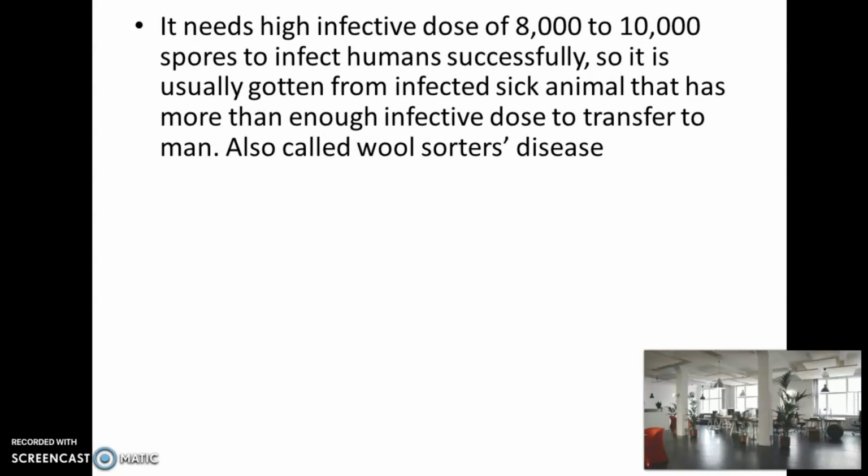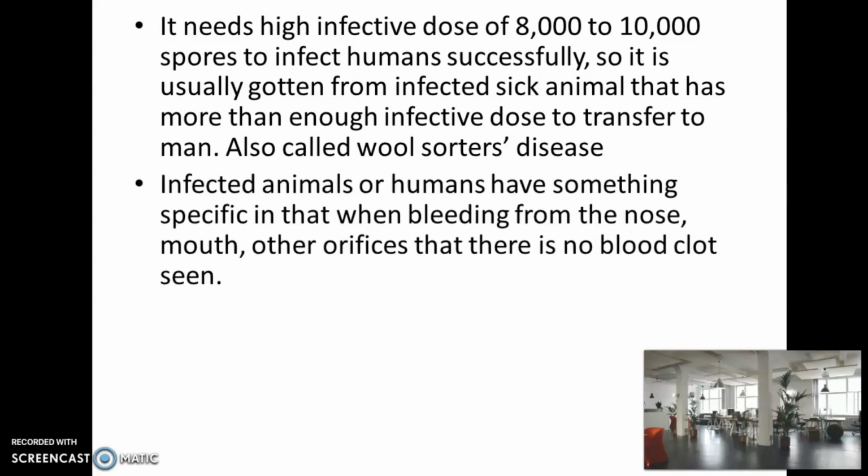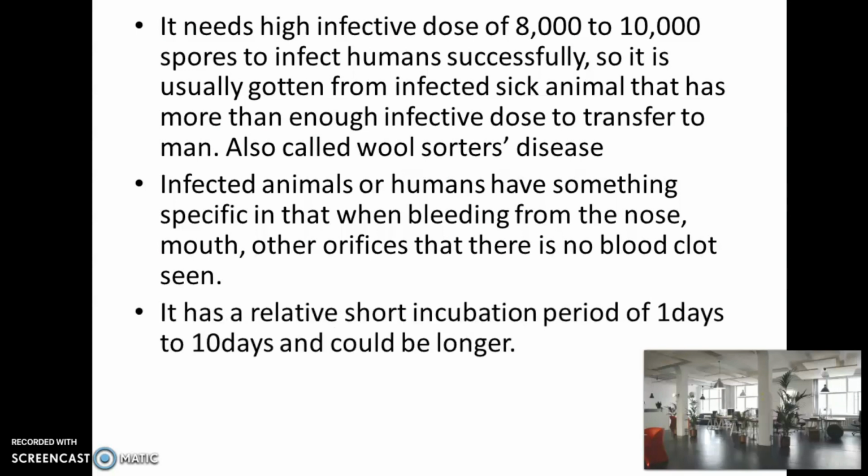It needs a high effective dose of 8,000 to 10,000 spores to infect humans successfully. So it is usually gotten from infected sick animals that have more than enough effective dose to transfer to man. It's also called woolsorter's disease because when they skin the wool from the sheep, you can be seriously infected. Infected animals or humans have something specific: when bleeding from the nose, mouth, or other orifices, no blood clot is seen.